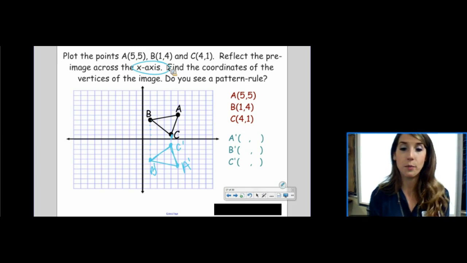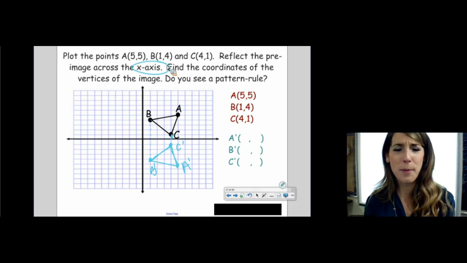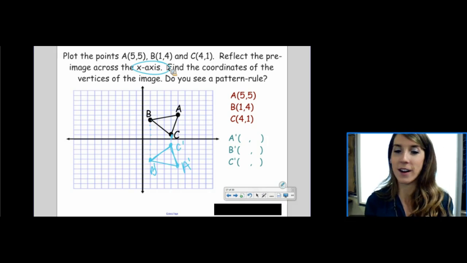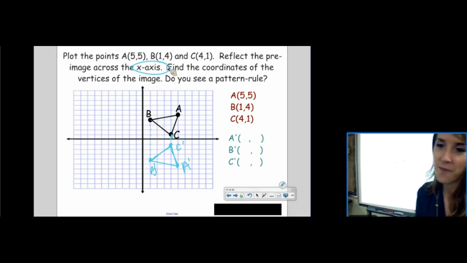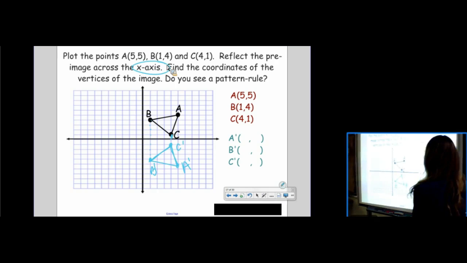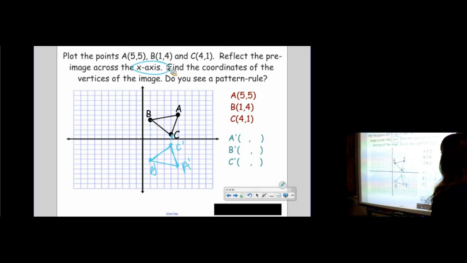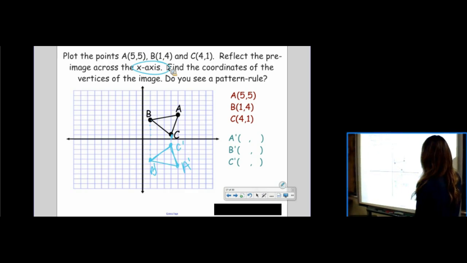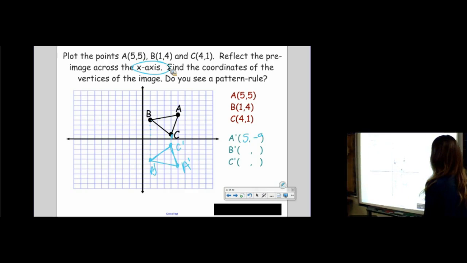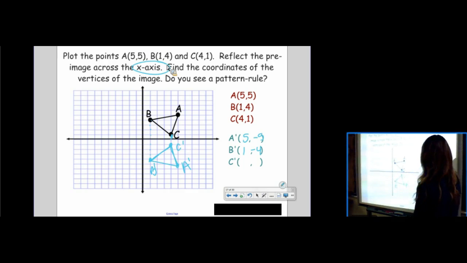And now we need to put our data in. Or put the graph upside down. That doesn't really work, unless you had patty paper, that would work, right? Okay, so now let's enter in our data. What are the coordinates of A? Over 5, down 5. What are the coordinates of B? Over 1, down 4. And the coordinates of C, over 4, down 1.